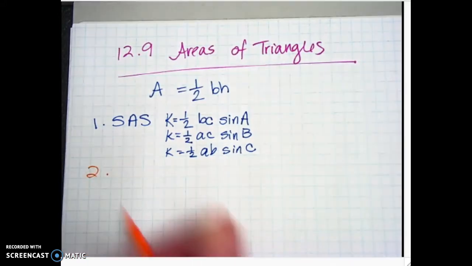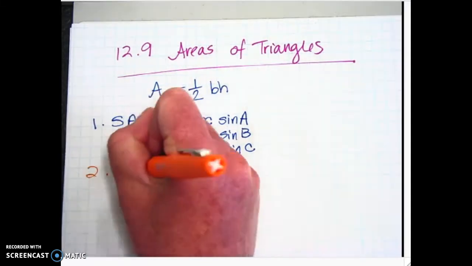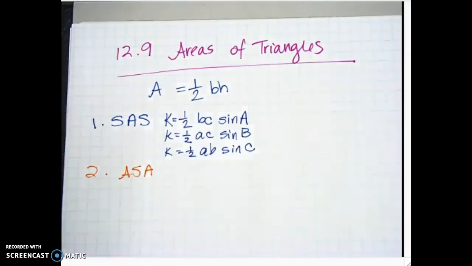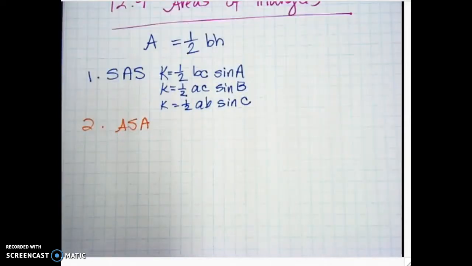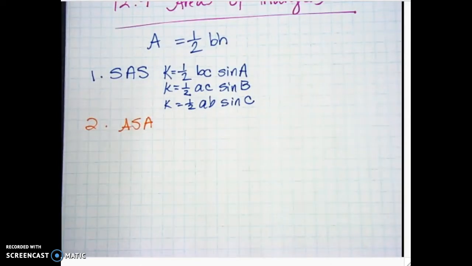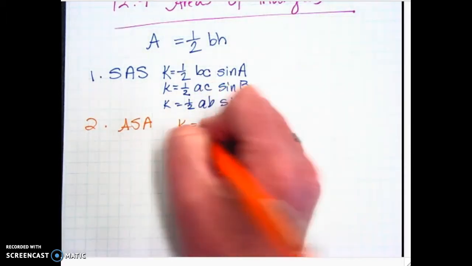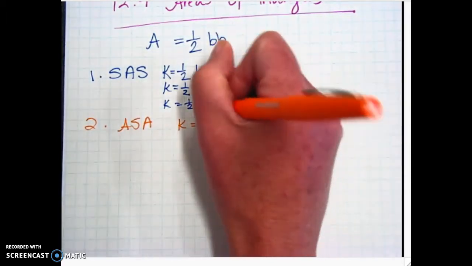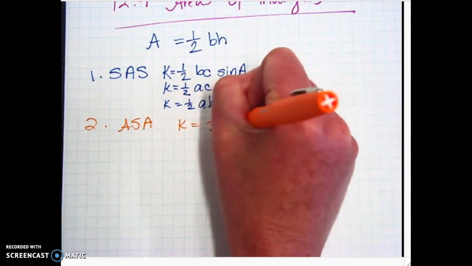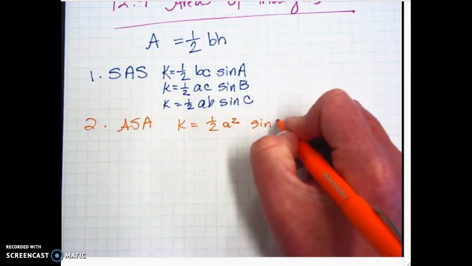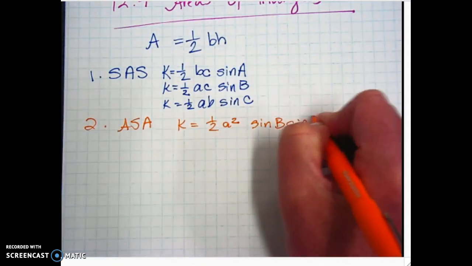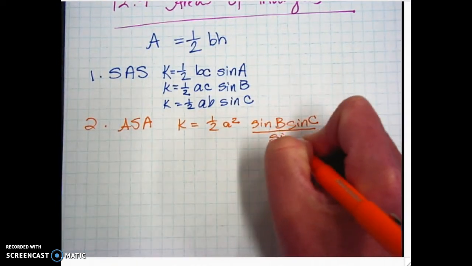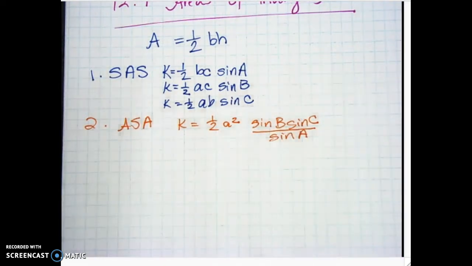If you're given angle, side, angle, you're going to use a different formula. K is equal to 1/2 A squared sine of B sine of C over sine of A. And again, there are two more that are the same. It's just dependent on what your vertices are.